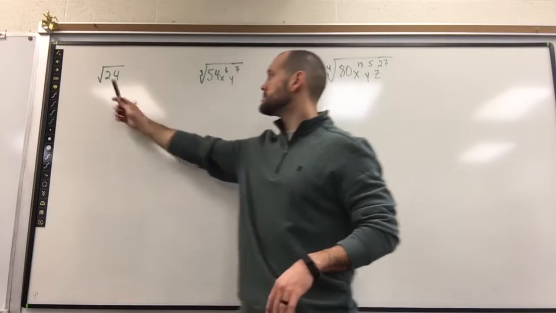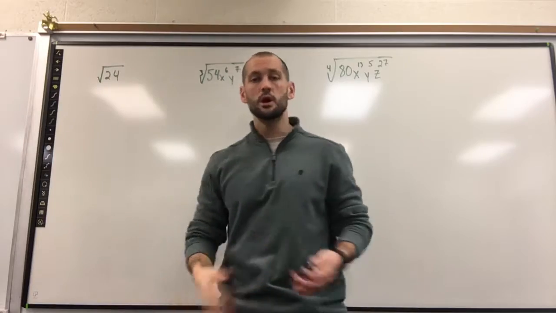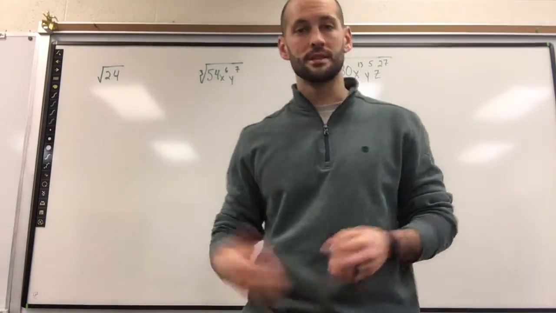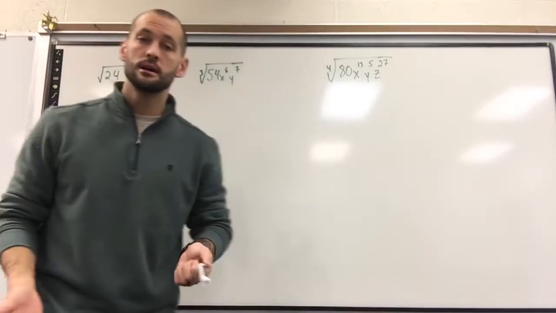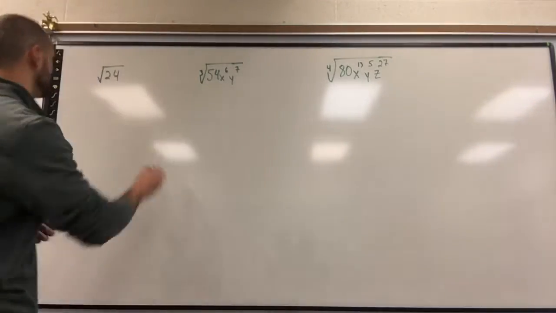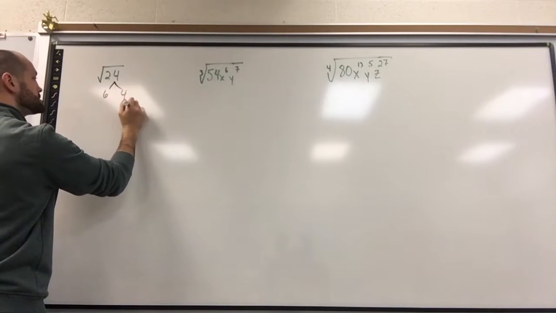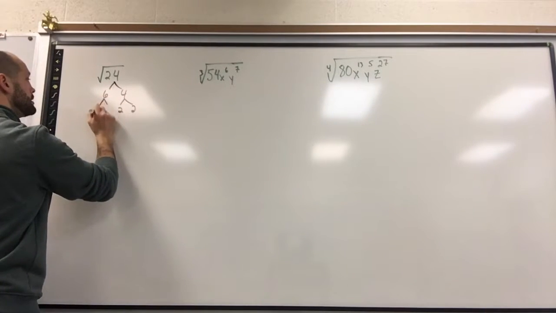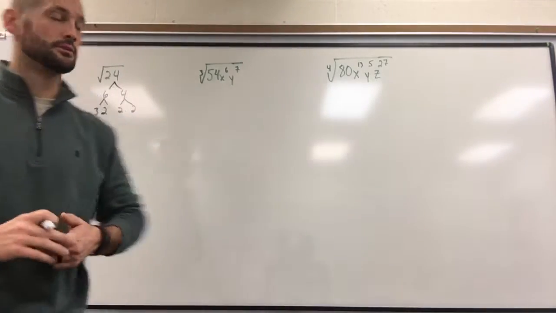So, first off, let's go with some review. Notice there's no index here. When there's no index, it's assumed to be the square root. So that's how we're going to treat it. To find the square root of 24, it's not a perfect square, so I break it down into the factor tree. Doesn't matter what you start with, but you go all the way down to primes. We've all done this before, but I'm just reviewing some skills that we're going to be using on the next few.